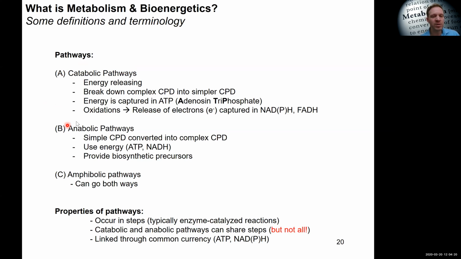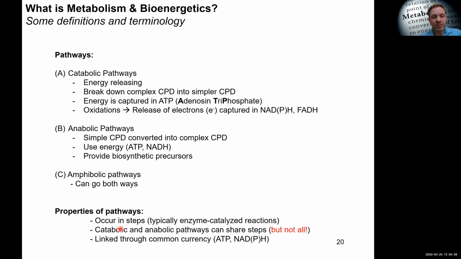Something that is common among these, in terms of properties down here on the slide, what I would want to draw your attention to is, again, all these pathways occur in steps, right? This is very important, and they're typically enzyme catalyzed reactions. That will be our focus by far.